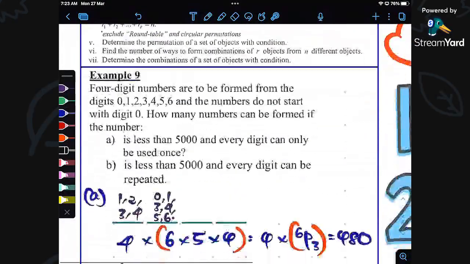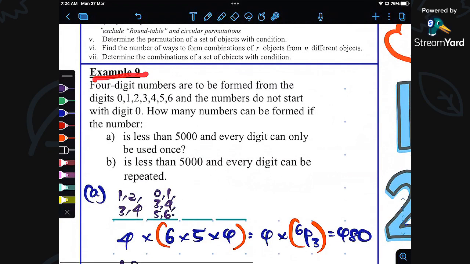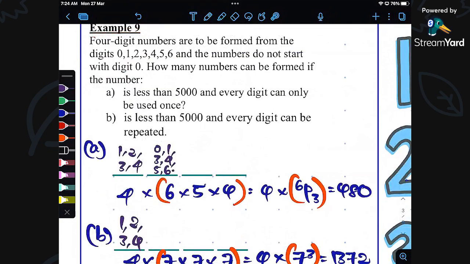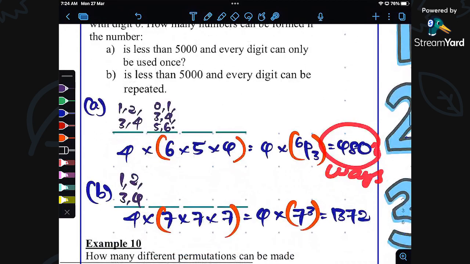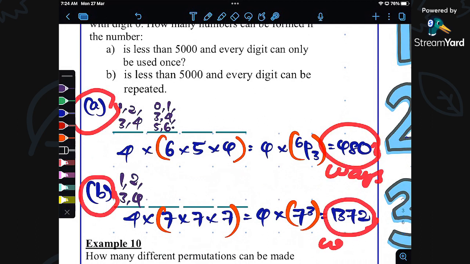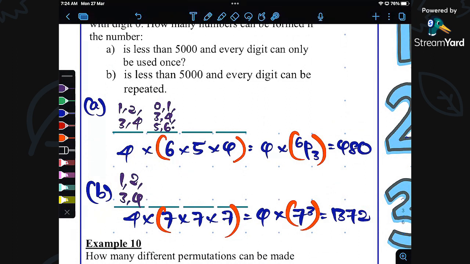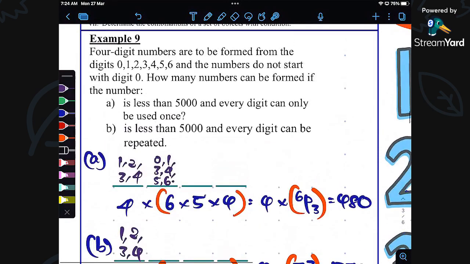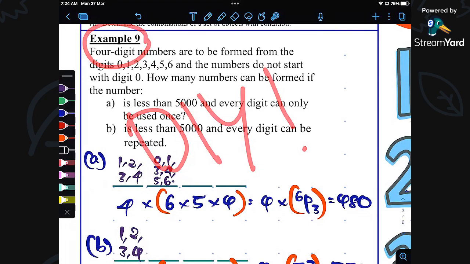Please try this example 9. Read the question by yourself and try it by yourself whether you got 480 ways for question A, and then for question B, whether you got 1,372 ways. Let's have a look at whether you understand or not by solving this example 9 by yourself. Good luck, all the best.